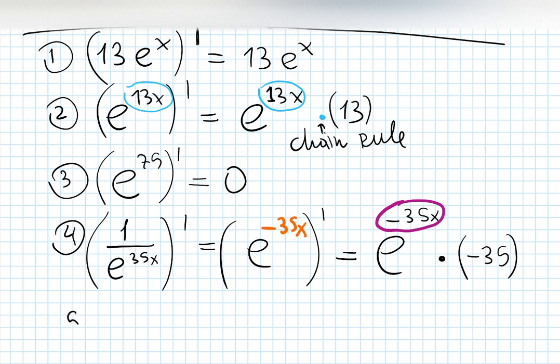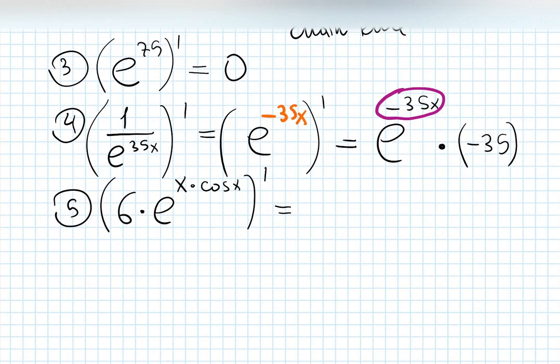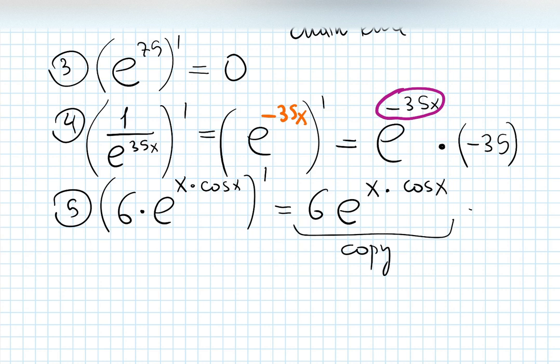The last one, last minute, last example. 6e to the x times cosine x. This is interesting. Exponential, so first I have a constant in front, then the exponential function, then the product rule with a trigonometric function inside. Doesn't matter, I see e, I copy it. The exponent is x times cosine x. You see? Copy. So this piece always copy because I see e to the something. Then it says, look inside of the exponent and differentiate that piece.